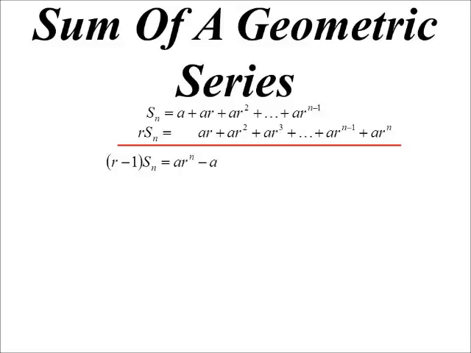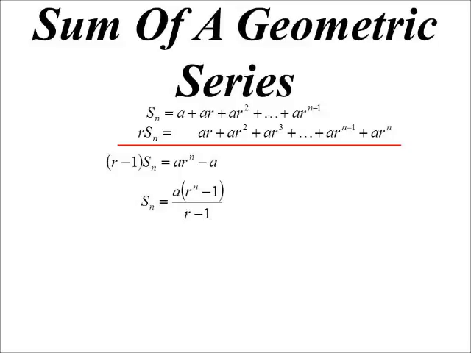So r minus 1, or actually I've done it the other way around. I've subtracted the top from the bottom. So (r minus 1) lots of Sn would be the last term of the bottom one minus the first term of the top one. Everything else cancels: ar minus ar, ar squared minus ar squared, and so on. So divide by r minus 1, and I've also factorised the a, and there's a formula for the sum to n terms of a geometric series.